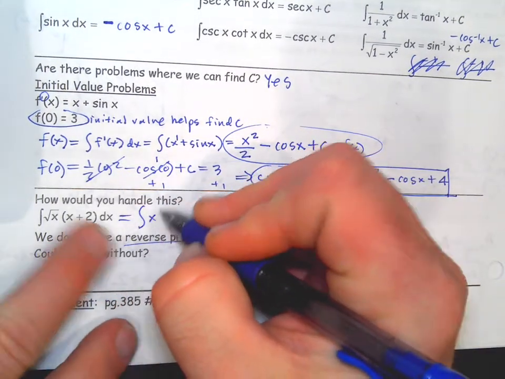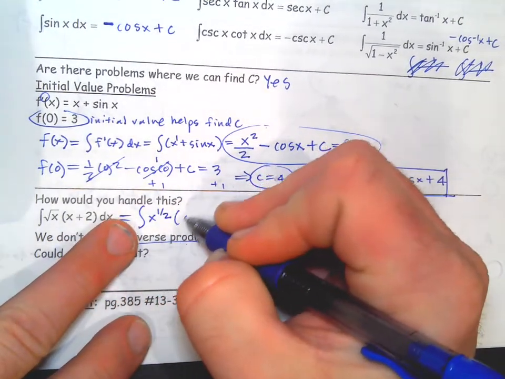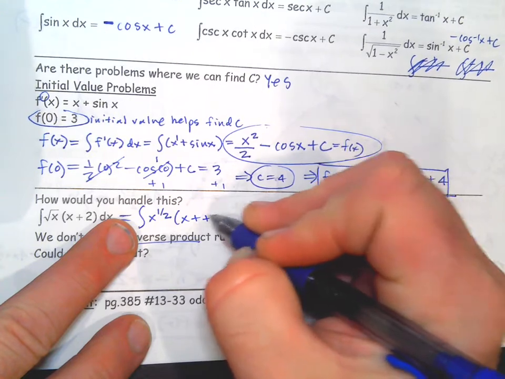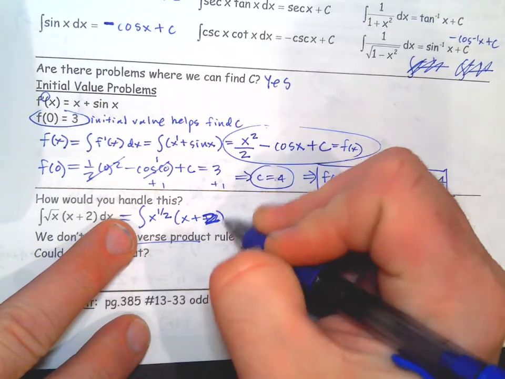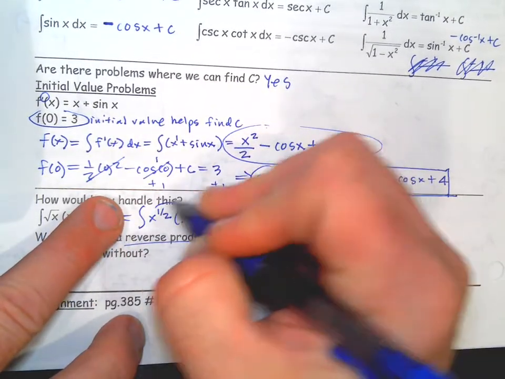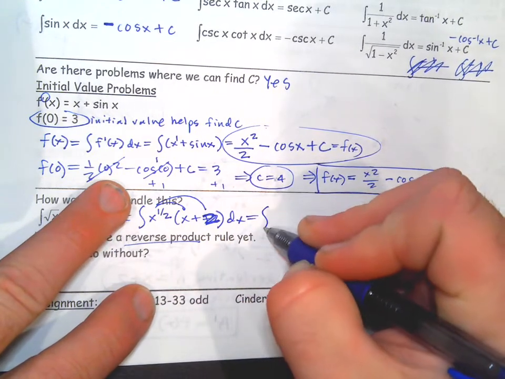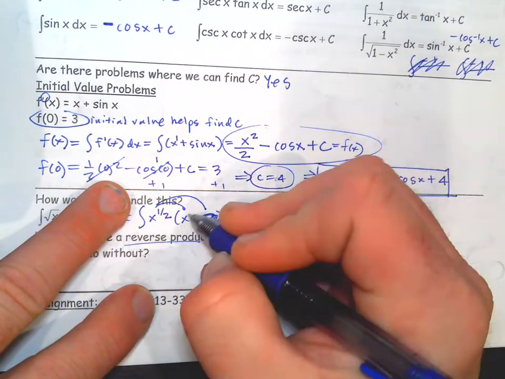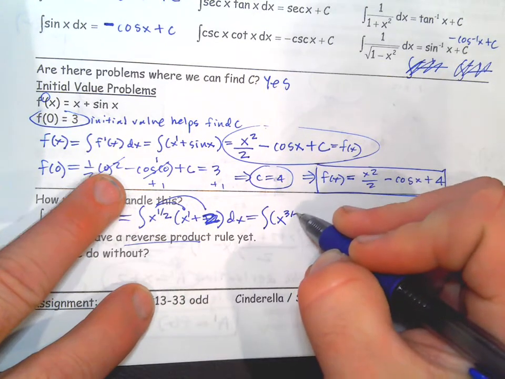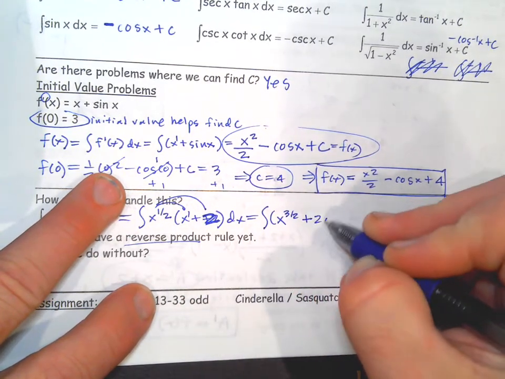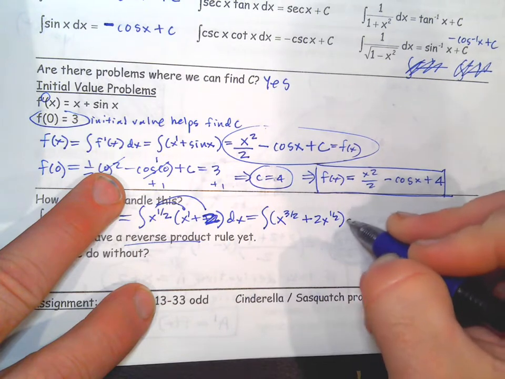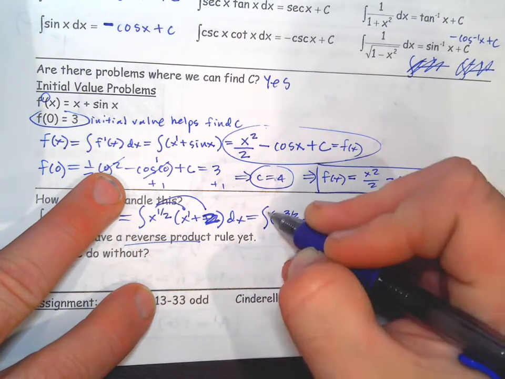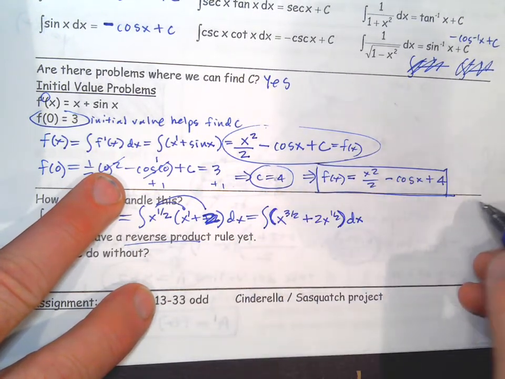My solution is, let's change that to an exponent. Let's distribute this in here, and we can, because there's no power out here. Using rules of exponents, it's going to be x to the 3/2 plus 2x to the 1/2. Got to write the dx. You got to put these parentheses around here. If there's multiple terms, you have to put parentheses.